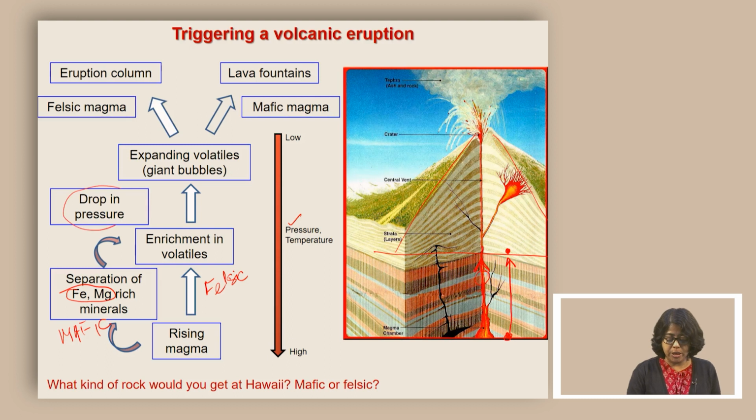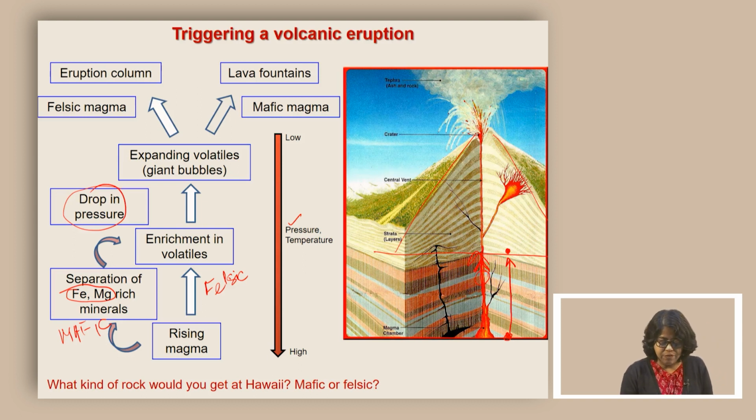Further, there is a drop in pressure, again because it is rising up. Once the drop in pressure happens, these volatiles start to make large bubbles. We can imagine this situation with a very warm Coke bottle: the moment you open the cap, you are reducing the pressure, and you will see that the Coke bottle fizzes out and creates large bubbles. Similarly here, the moment you are removing pressure, as it is going up and encountering lesser and lesser pressure, it is going to create larger and larger bubbles, often called giant bubbles.